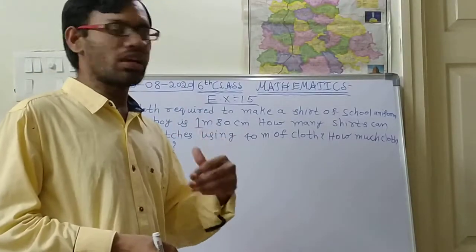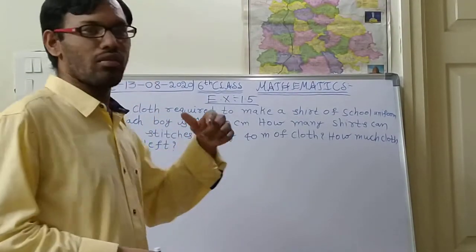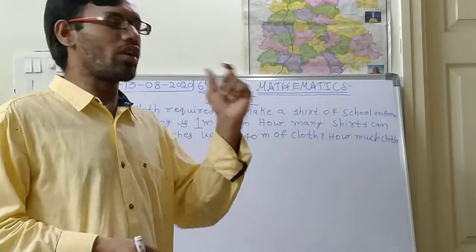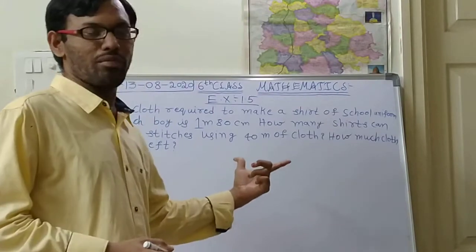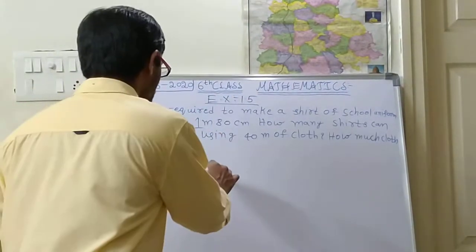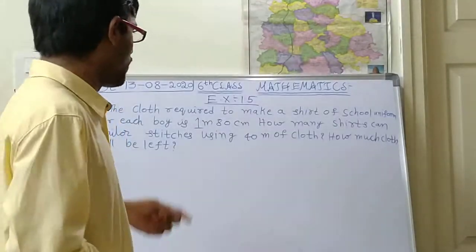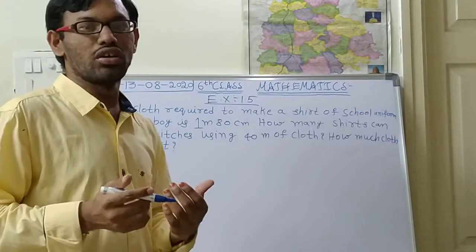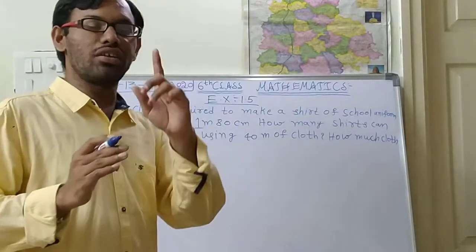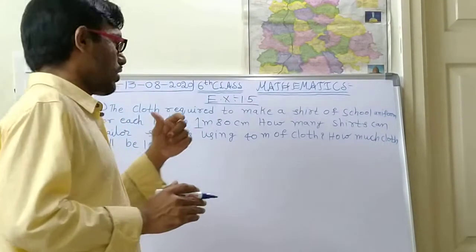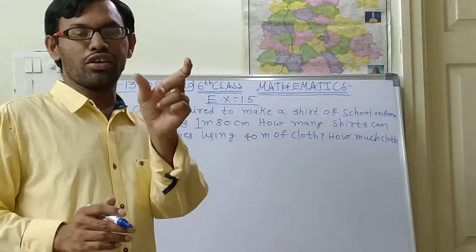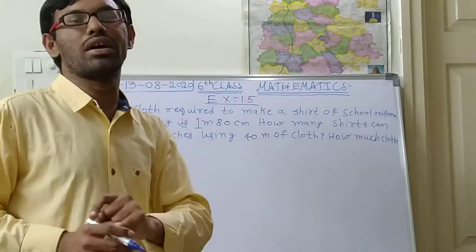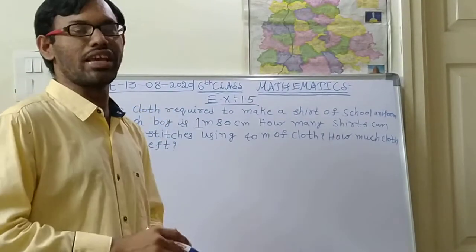Today we shall discuss another type of word problem. In the previous class we discussed only one type of problem, where the numbers are given in a single unit, so we solved as if there is only one unit. In today's class, if there are two units for one number, how do we solve? We shall see in today's class.